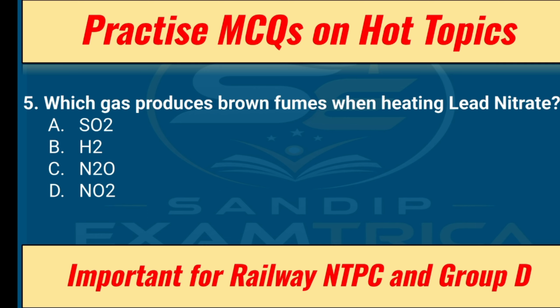Question number 5. Which gas produces brown fumes when heating lead nitrate? Nitrogen dioxide is produced, and this nitrogen dioxide produces brown fumes. So the correct answer will be option D, nitrogen dioxide.